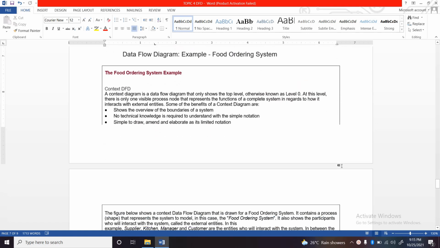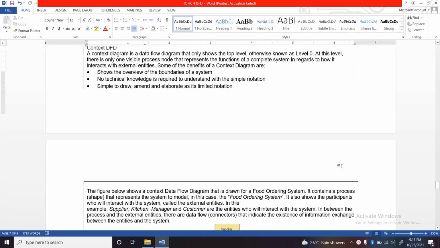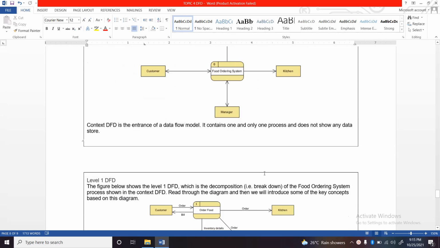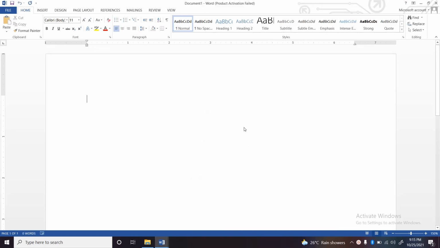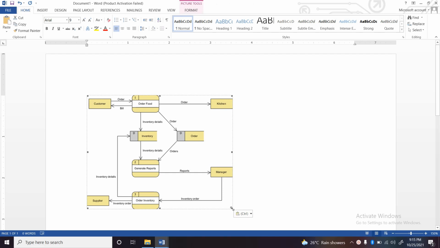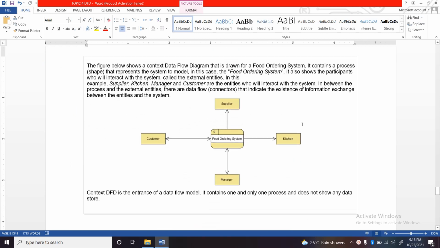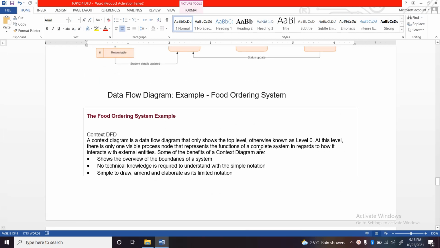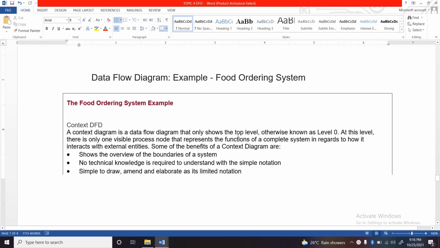Okay, so here, to understand this better, especially the context data flow diagram and the level 1, we have an example which is a food ordering system. So before that, may I just copy paste the actual data flow diagram here so that we can compare later on. Okay, so let's start here. So, data flow diagram for a food ordering system. So this will be a basis later on if you are going to create your own data flow diagram for your system.